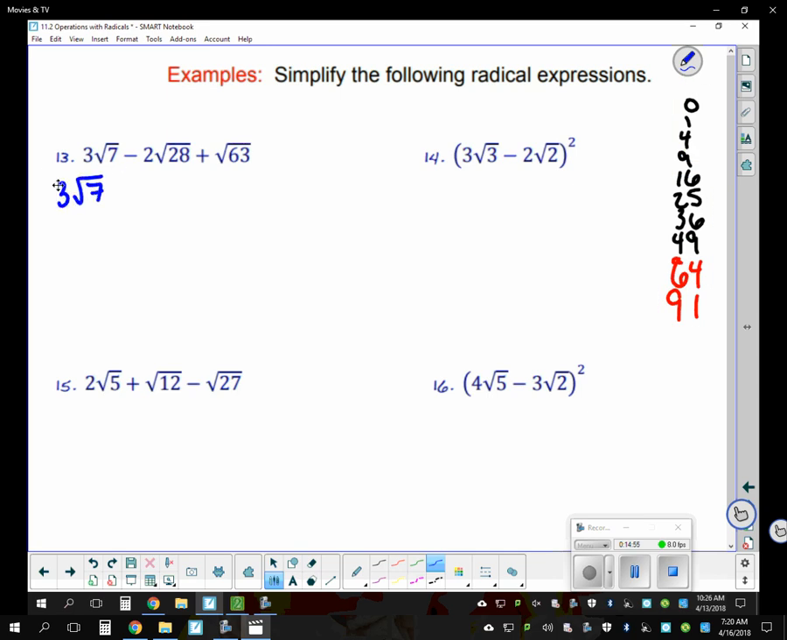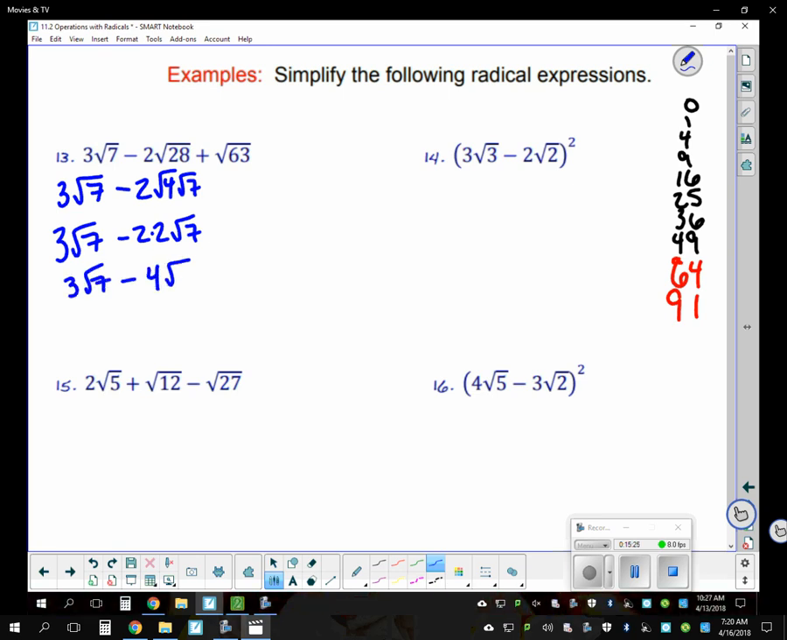Square root of 7 can't be divided by any of those perfect squares, so we leave that alone. Square root of 28, let's see, what can we divide that by? 4. 4 is the biggest perfect square. 4 times 7 is 28. And then I'm just going to ignore that last one just for a second. I just want to keep working on this middle one. But I know that first one's not going to do anything, so let me just drag that down. So this is 2 times 2 square root of 7. And then again, let me drop that down. 3 square root of 7. And then minus 4 square root of 7.